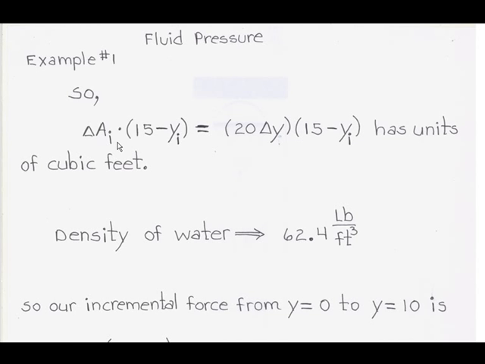So delta A sub I times 15 minus Y sub I is equal to 20 times delta Y times 15 minus Y sub I, which has units of cubic feet. So this expression has units of cubic feet: the area times the depth gives us units of cubic feet. Now, please remember that the density of water is given to us as 62.4 pounds per cubic foot.